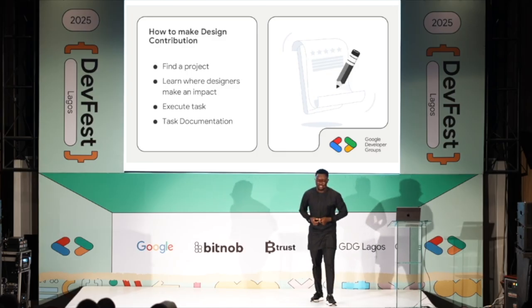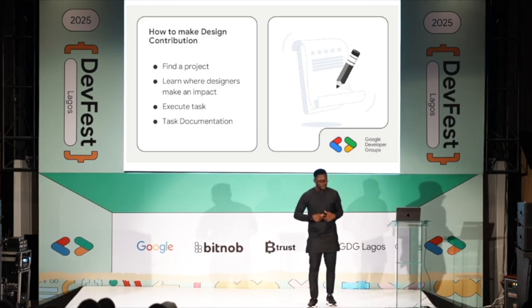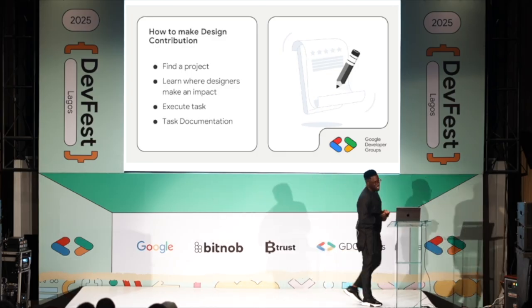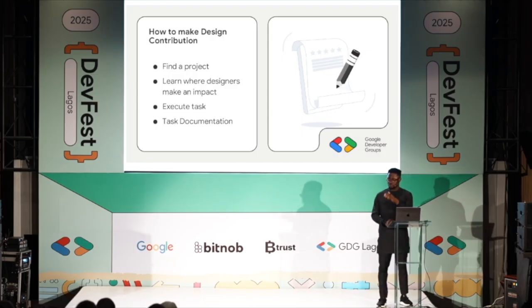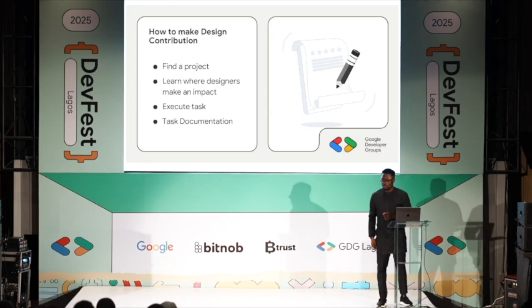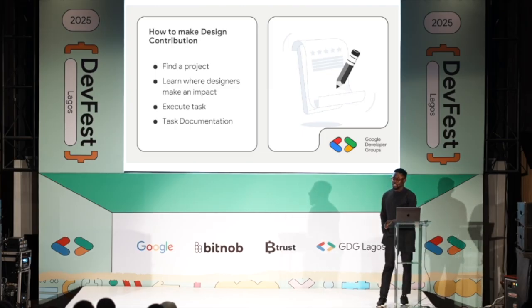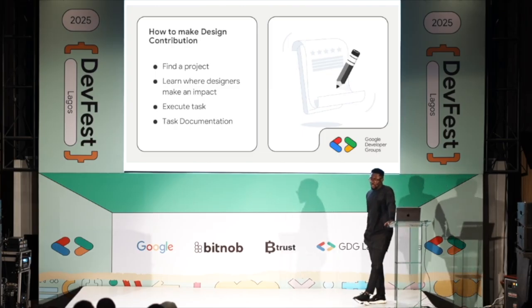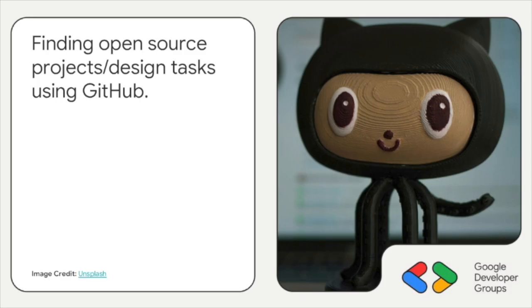So how do you make design contribution? First is that you find a project if you want to contribute. I'm just gonna run through this and then we'll take it one after the other. So you find a project, and the next thing is you learn where designers can make an impact in the project, right? And then you execute tasks. And then, of course, documentation, right? So first is finding a project.